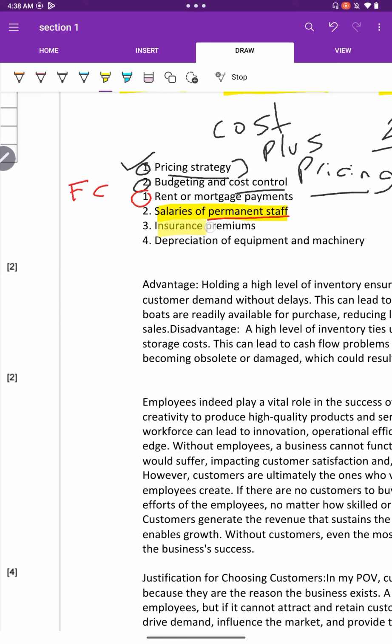Next one would be the insurance premiums. So you have to pay insurance each year or maybe each month with a similar amount. So that's why this is also your fixed cost.